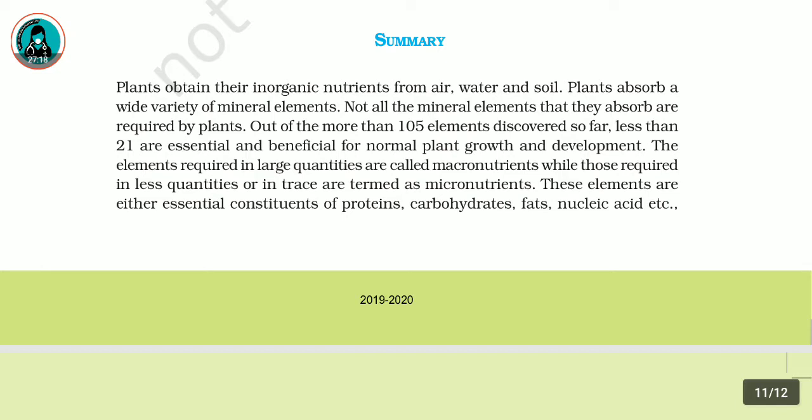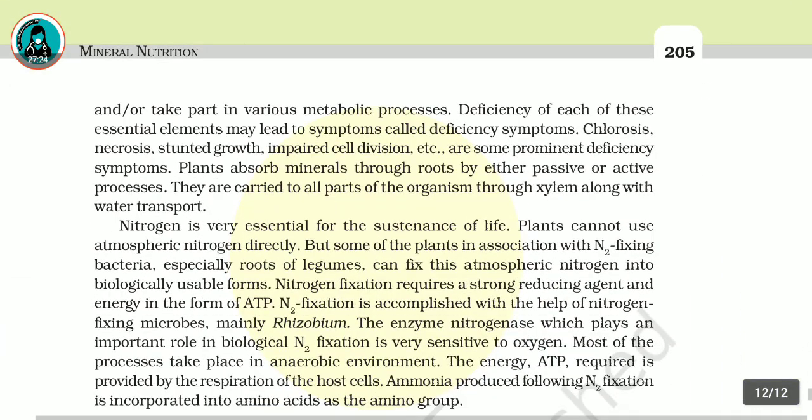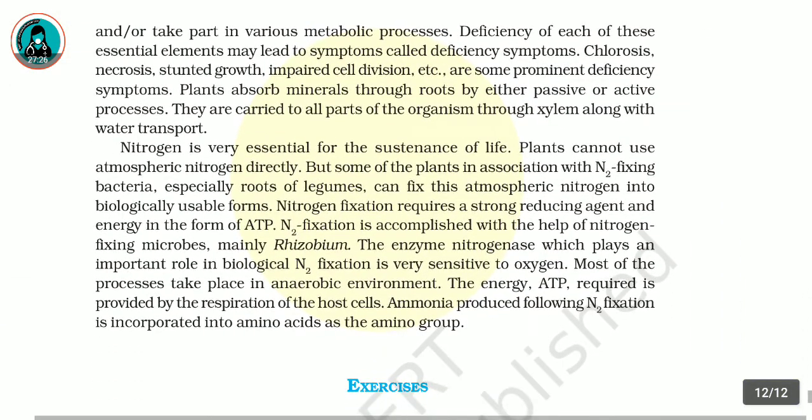These elements are either essential constituents of proteins, carbohydrates, fats, nucleic acids, etc., or take part in various metabolic processes. Deficiency of each of these essential elements may lead to symptoms called deficiency symptoms. Chlorosis, necrosis, stunted growth, and impaired cell division are some prominent deficiency symptoms. Plants absorb minerals through roots by either passive or active processes. They are carried to all parts of the organism through xylem along with water transport.